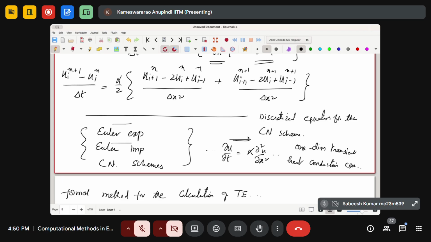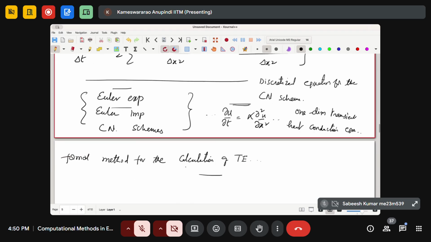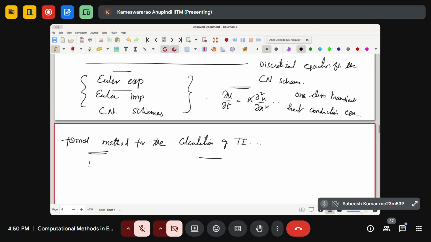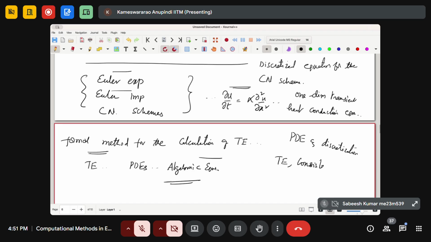But nonetheless, although it is very easy to comment from the equations, we're going to still develop a formal method, because we should be able to tell what the truncation error is given a PDE and its corresponding algebraic equations. So when we are given a partial differential equation and a particular discretization, we should be able to tell what the truncation error is, and also comment on whether this particular discretization is consistent or not.